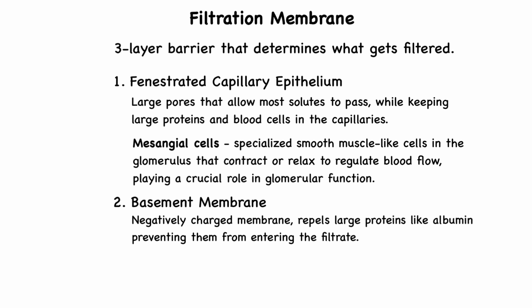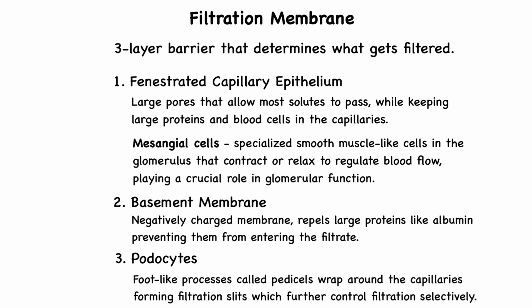And finally, there are podocytes. These specialized cells in the Bowman's capsule have foot-like processes called pedicels. These wrap around the glomerular capillaries and form filtration slits to further control filtration selectively. Only molecules smaller than 7 nanometers can pass, ensuring that only water, glucose, ions, amino acids, and waste products such as urea and ammonia enter the filtrate.